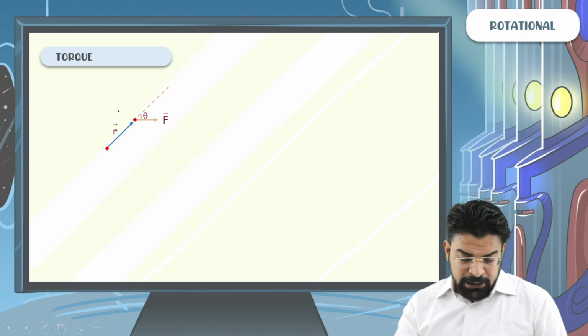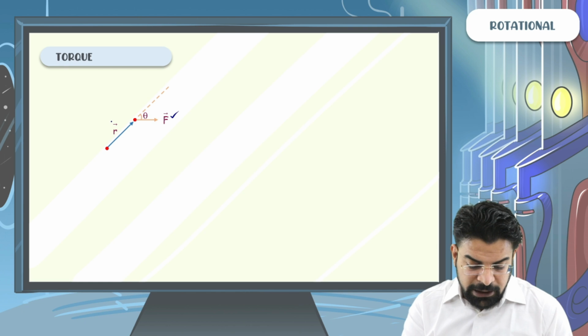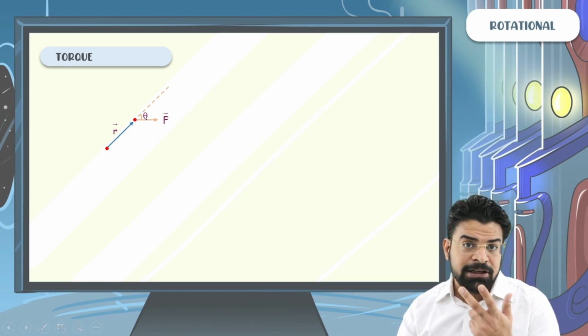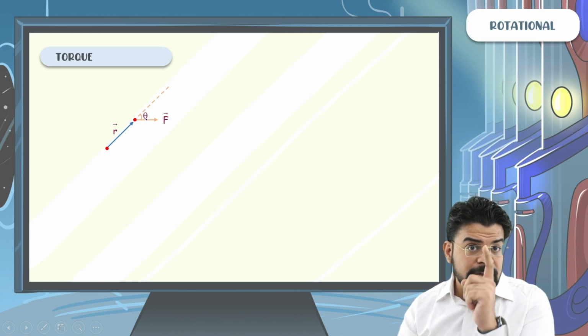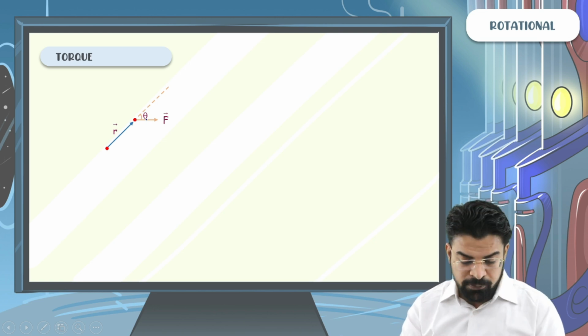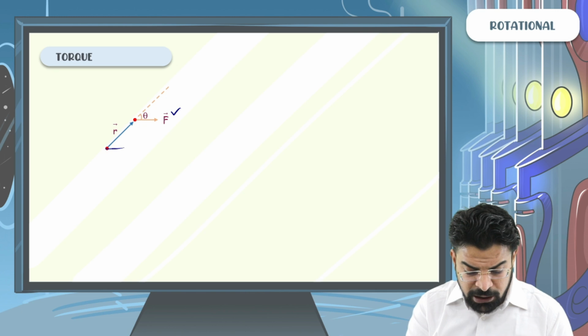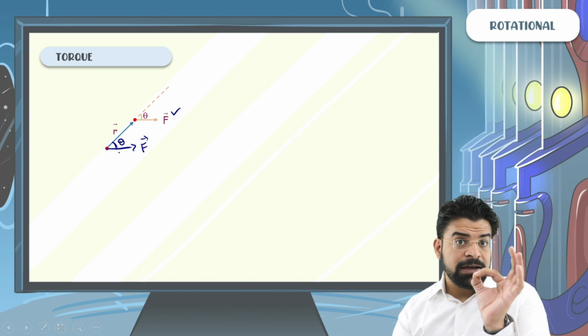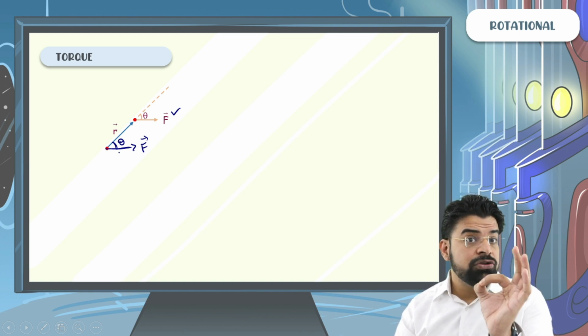We know that the angle between the force vector and the position vector is theta. Sir, how do you find this angle theta? Better see, the angle between two vectors is the angle between them when they are joined tail to tail. Move this vector F and join its tail to R. So you will say that this angle is theta.